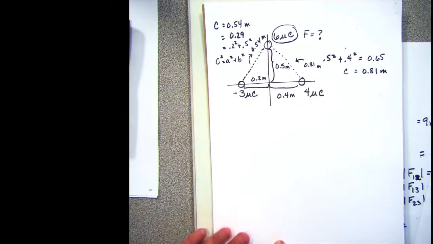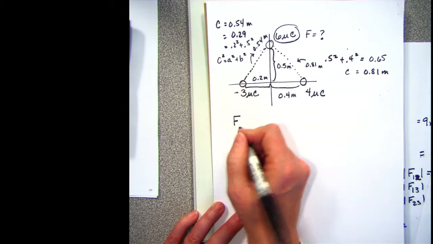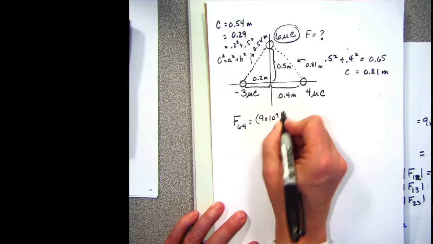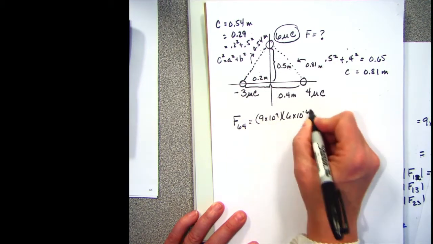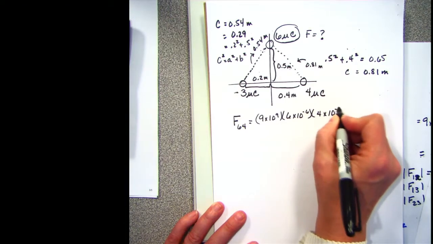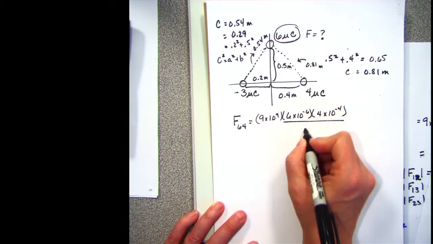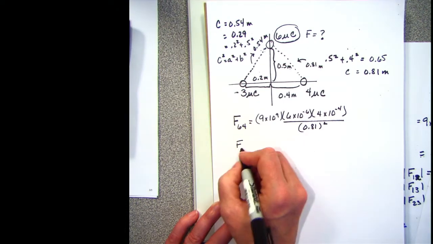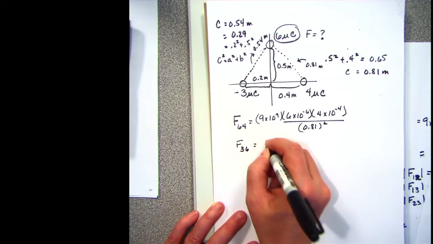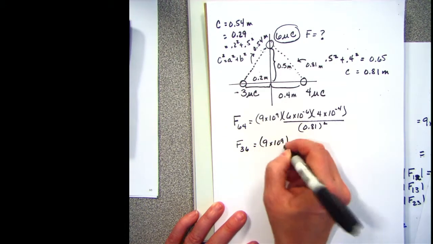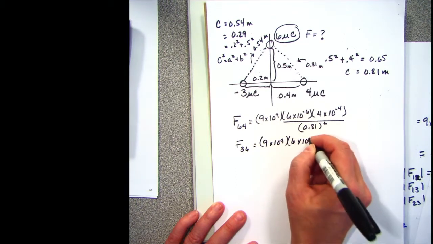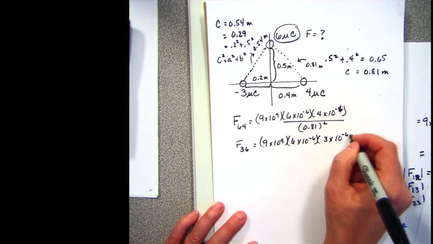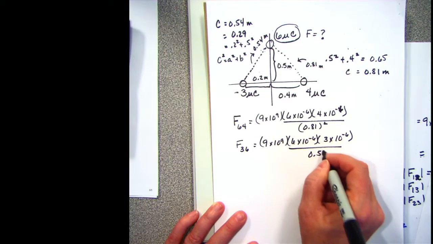So the easy part, of course, is going to be doing the calculation. So my force between my 6 and my 4 is just going to be my 9 times 10 to the 9th. And I'm going to get my 6 times 10 to the minus 6. And I'm going to get my 4 times 10 to the minus 6. And I'm going to divide that by my 0.81 squared. Then I've got my force over here between the 3 and the 6. I get my 9 times 10 to the 9th. I get my 6 times 10 to the minus 6. I get my 3 times 10 to the minus 6, divided by my 0.54 squared.